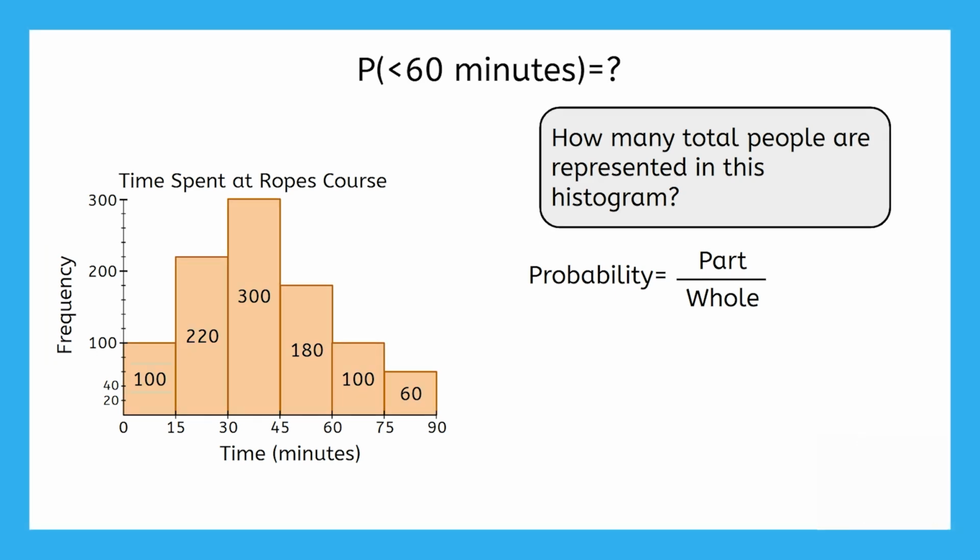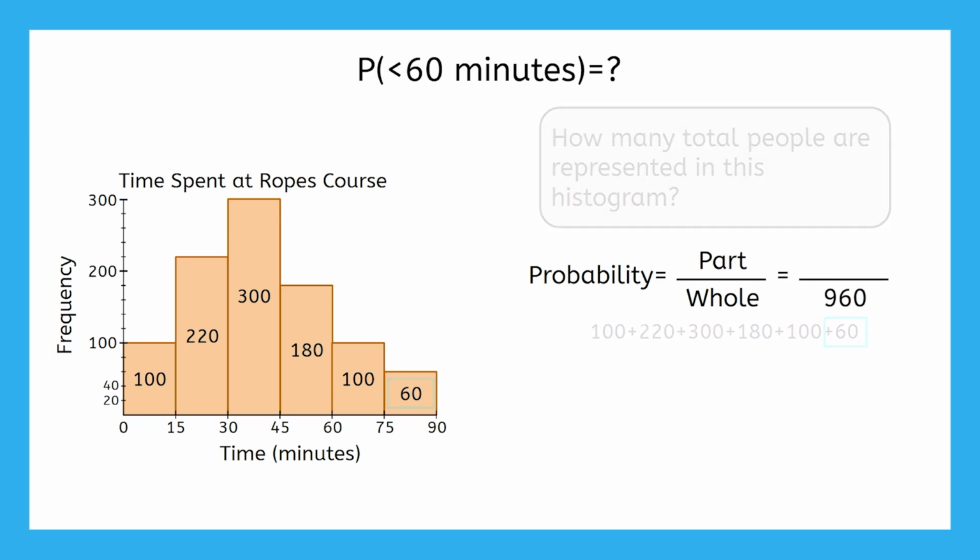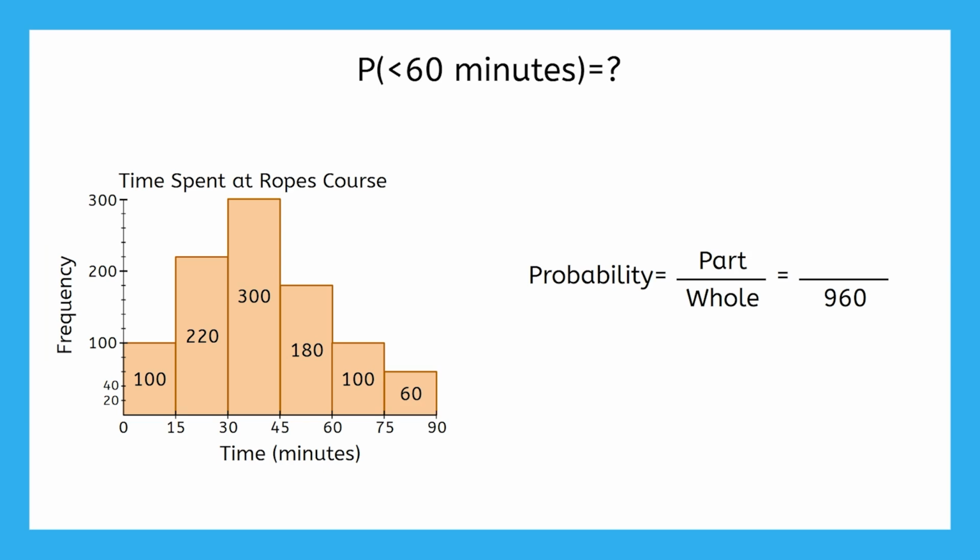If we take the 100 people from this bar, plus the 220 from this bar, plus 300, plus 180, plus 100, plus 60, it shows me that there are 960 total people represented in this histogram. In other words, 960 is the whole. Out of the 960 total people, what part are we looking for?